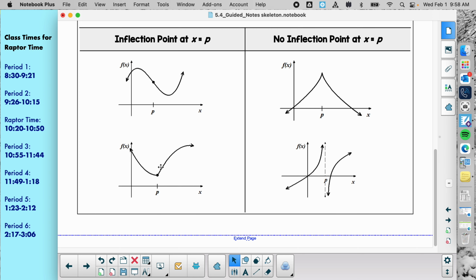I love how he's saying this backwards. This is curving up, this is curving down.